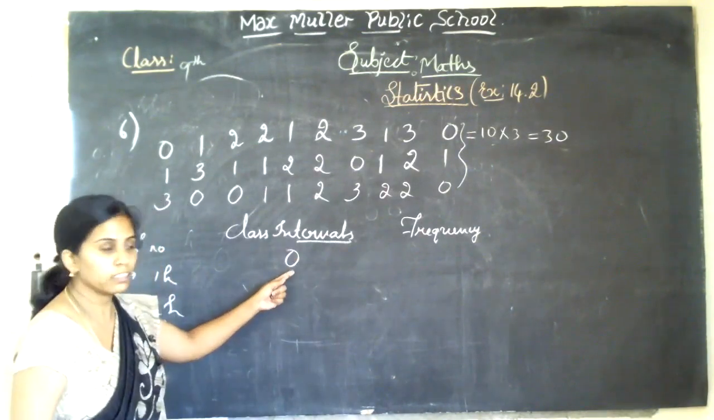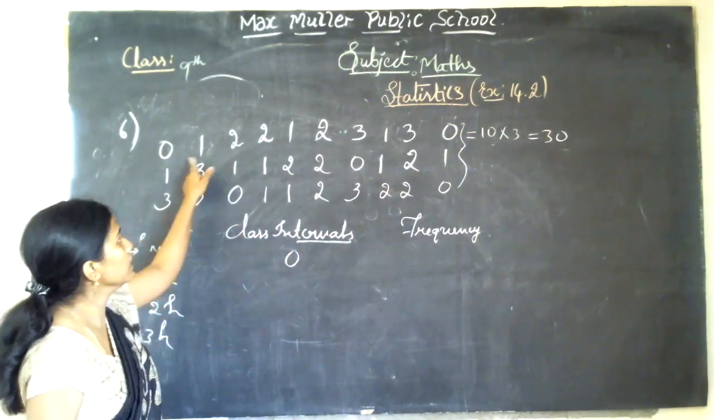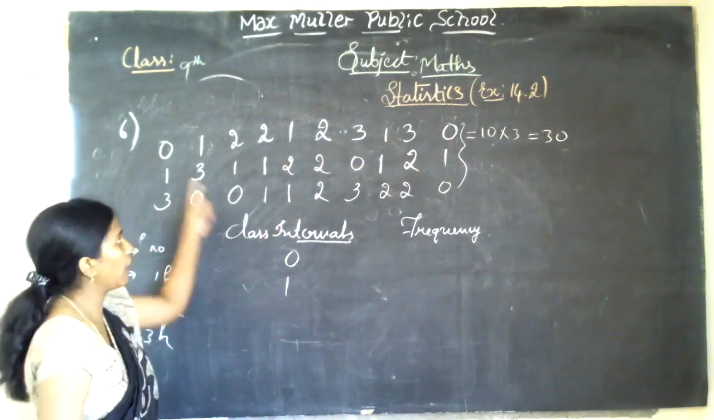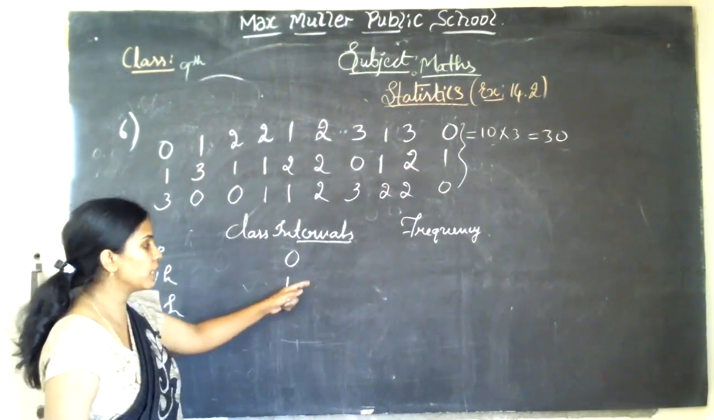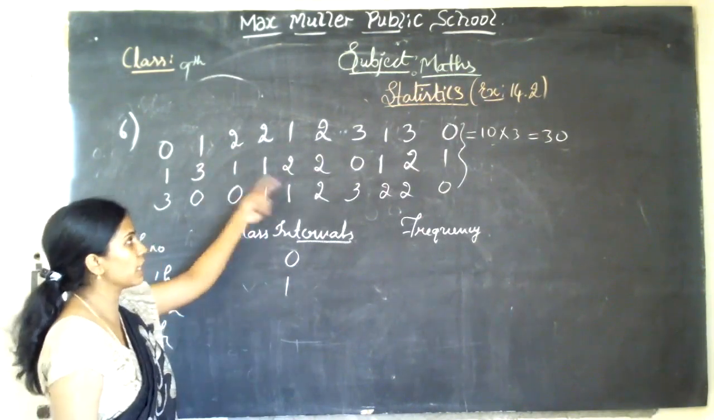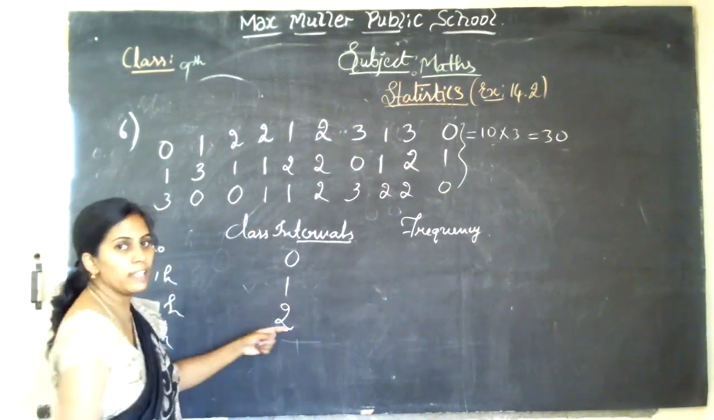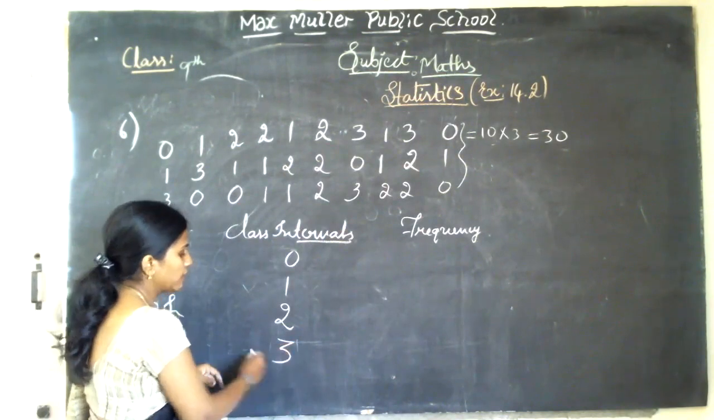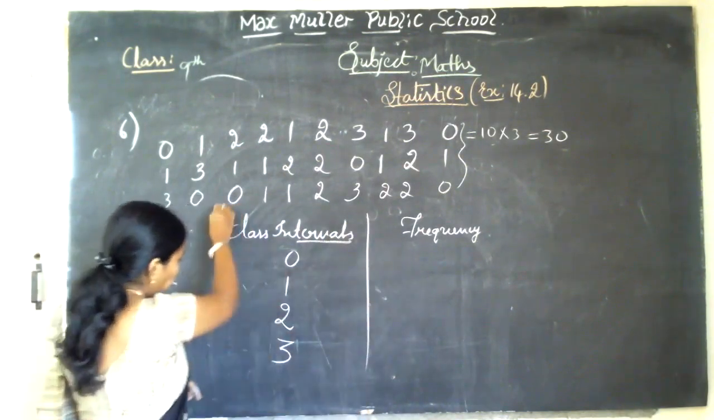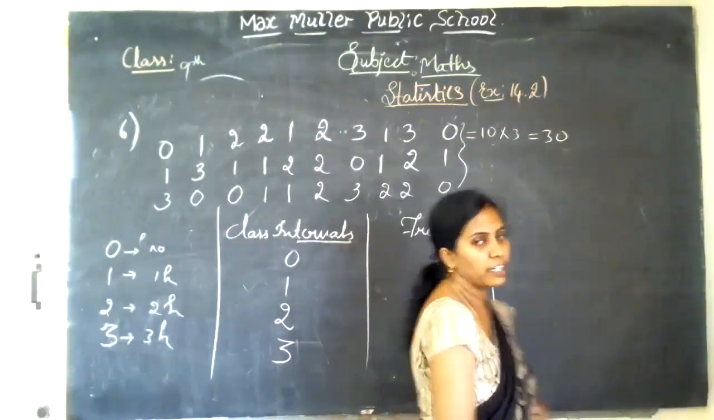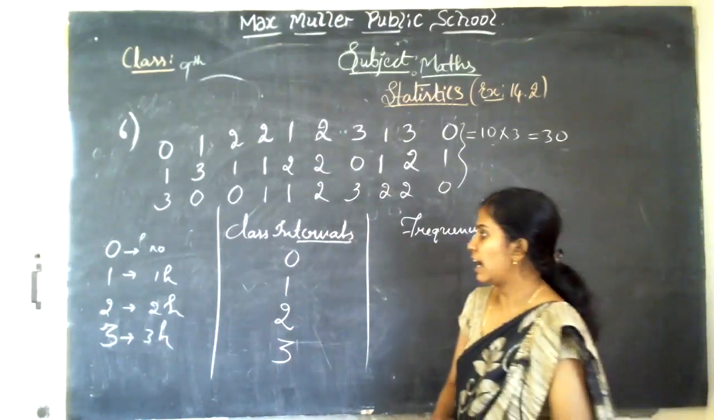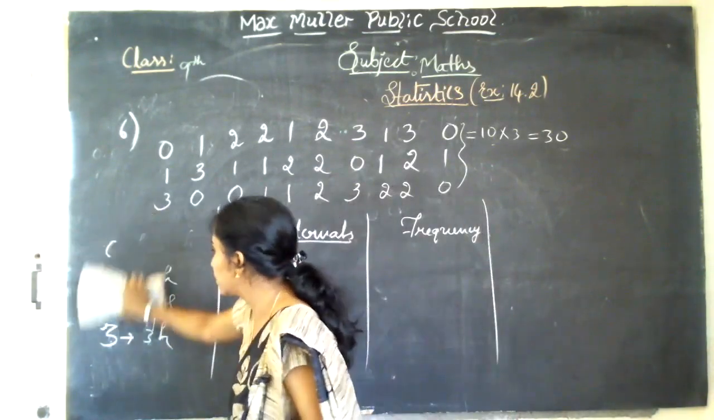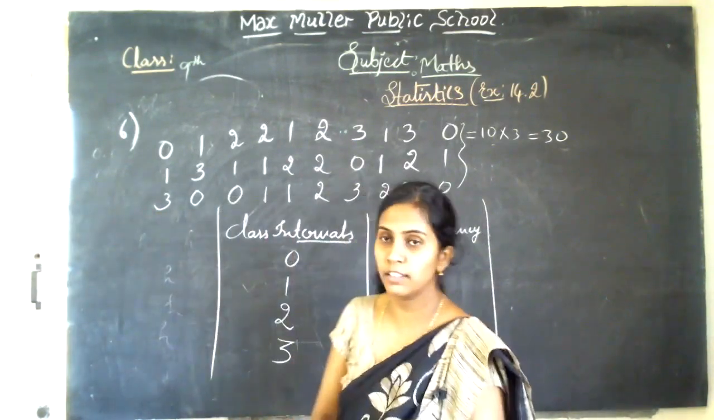When they have got no heads, you have to check the frequency. When they have got only one head, you have to check it. When they have got 2 heads, you have to count it and write the frequency. Similarly, for 3, it is too easy, right? So check it either row wise or column wise.